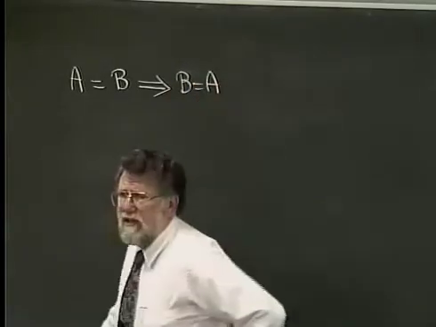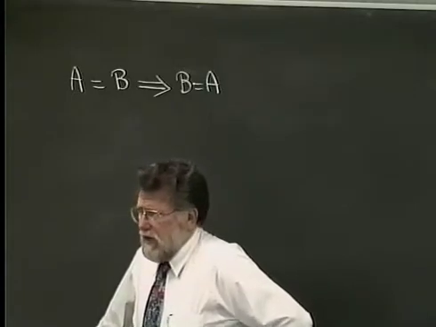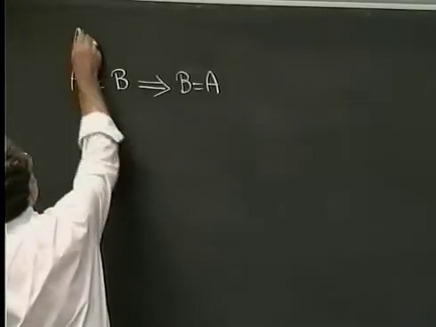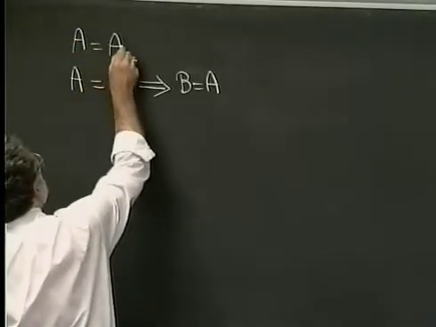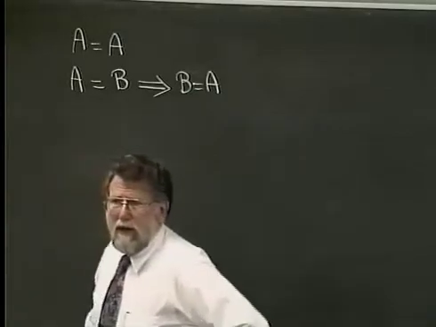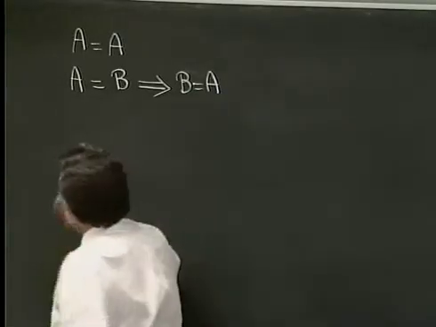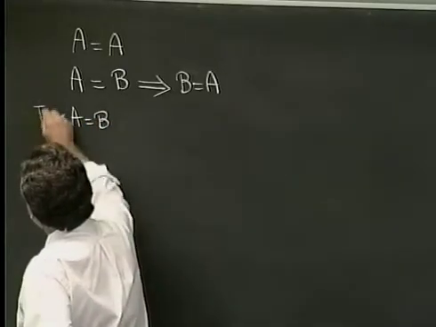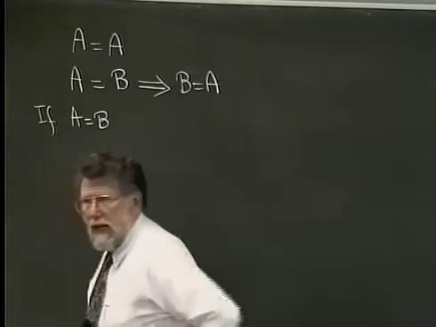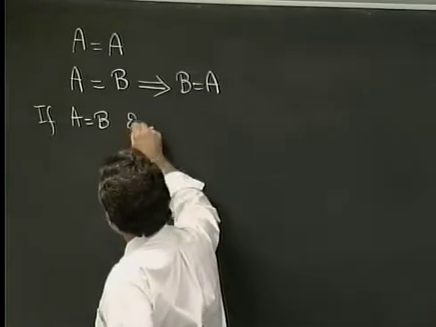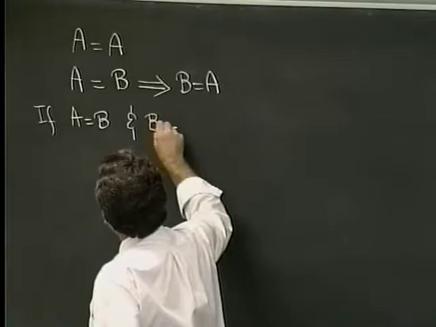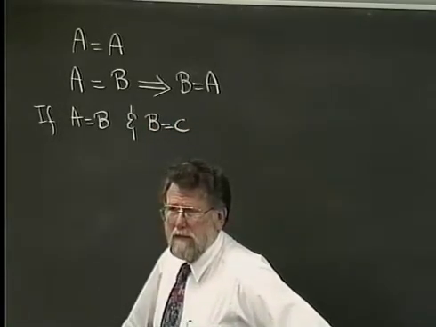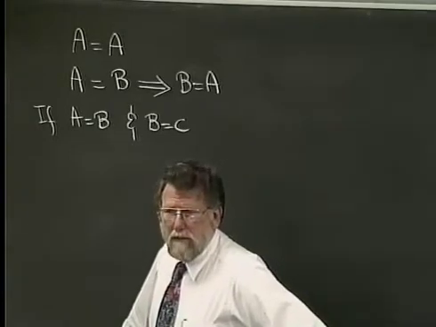Now that's referred to as the symmetric property. There's a symmetry, so you can say A equals B or B equals A. The reflexive property is a fairly obvious one, that A is equal to itself. We call that the reflexive property. And then the transitive property for equations is if A equals B and B is equal to C, then what can you say? A is equal to C.